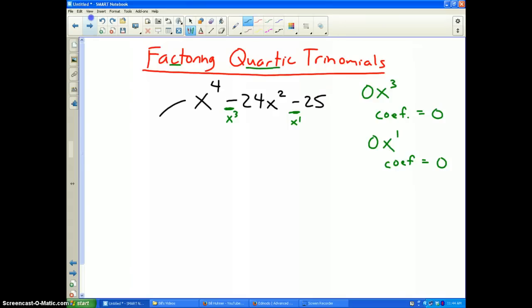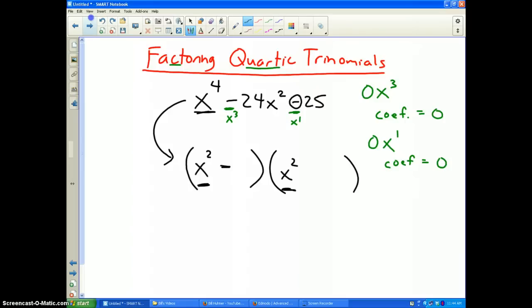Now, I'm going to just factor this. You throw in your two sets of parentheses. What goes here and here? Well, if you think when you FOIL, x to the fourth has got to be x squared times x squared, because x squared times x squared is x to the fourth. This works just like prior factoring techniques. Now, I look at that sign, it's minus, so one sign's got to be minus and one sign's got to be plus. And then I look at the 25.